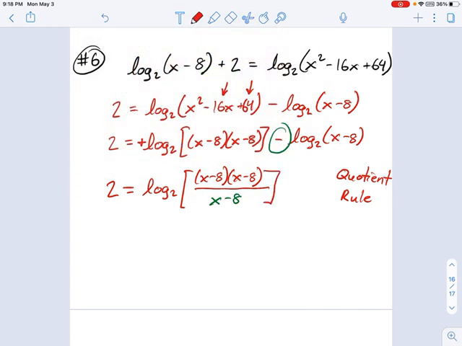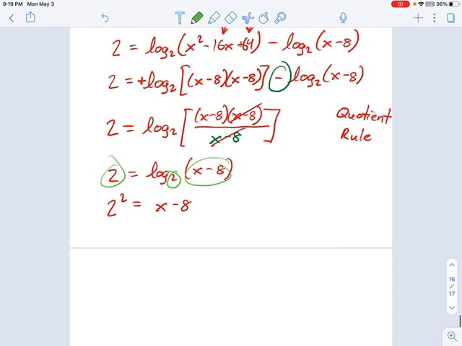Okay, and what happens now? Well, you have an x minus 8 down here, x minus 8 up top. Those cancel out. And you get 2 equals log base 2 of x minus 8, which is not so hard to solve. Just convert it into exponential form. That's what you do when you have a number on one side, log on the other. So I'm going to say, well, 2 squared equals x minus 8. The order that I'm reading these steps off is, I say 2, that's the base, to the exponent, so 2 squared, equals the argument, x minus 8.